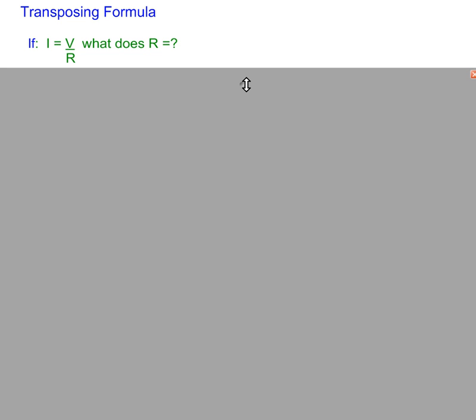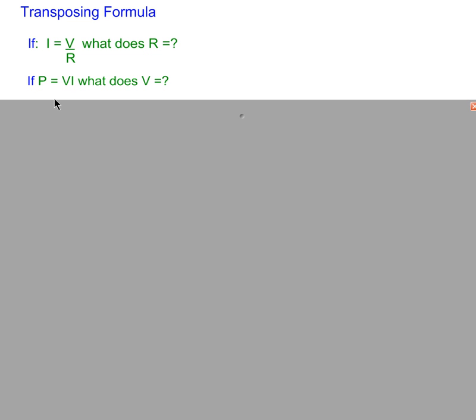Transposing a formula. If we have a formula that has multiply and divide functions only, for example the Ohm's Law formula, where in this case I is equal to V over R, if we knew I and V and wanted to find R, how do we change the subject around to make R the subject of that formula?